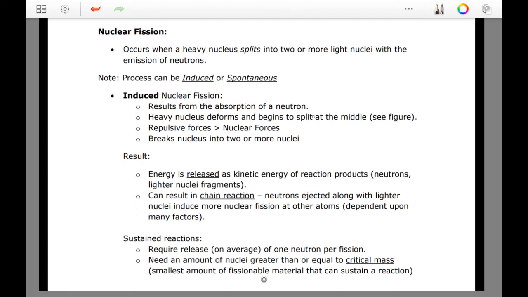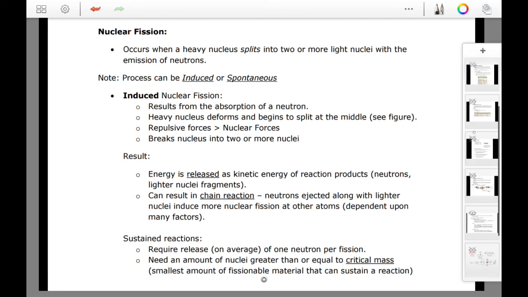So when we're producing a neutron from the fission of a nucleus, those neutrons also have the potential to induce more nuclear fission. And it's also dependent on a few other factors, in that in order to sustain a chain reaction, the nuclear fission must release on average 1 neutron per fission, so that neutron can go ahead and induce more nuclear fission. And then we also need an amount of nuclei greater than or equal to the critical mass. The critical mass just means that it's the smallest amount of fissionable material that can sustain a reaction.